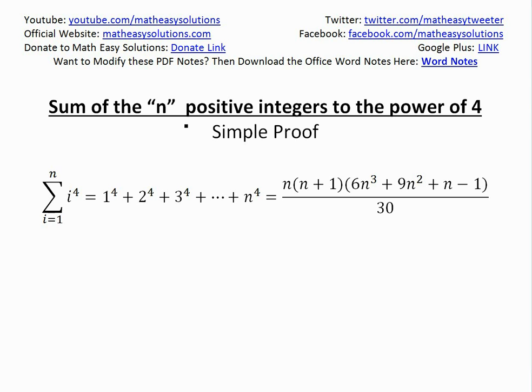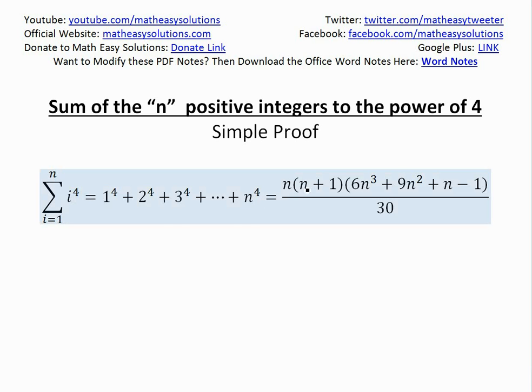Alright, it's time for another math easy solution. Today we'll discuss another video on summations. Basically, look at the proof for the sum of n positive integers, but all to the power of 4. What I mean by that is this: if you have the sum of i, as i initially is 1 up to infinity, or n, or whatever this is, i to the power of 4 equals 1 to the power of 4 plus 2 to the power of 4 plus 3, all the way to n to the power of 4.